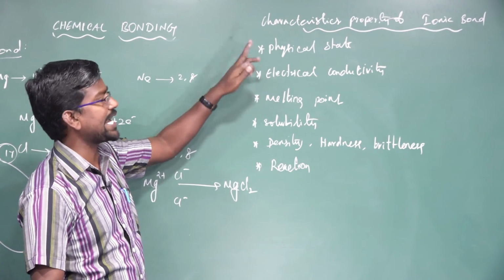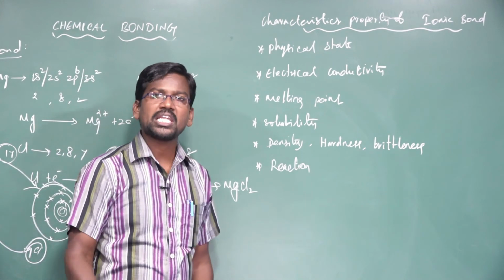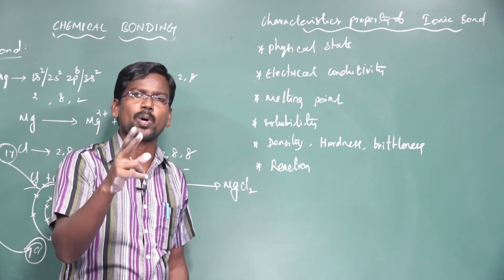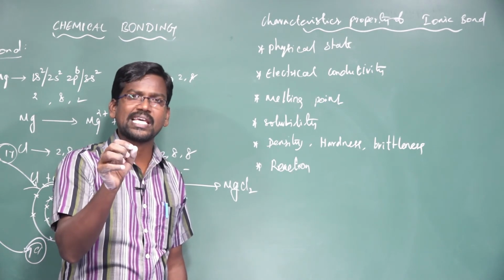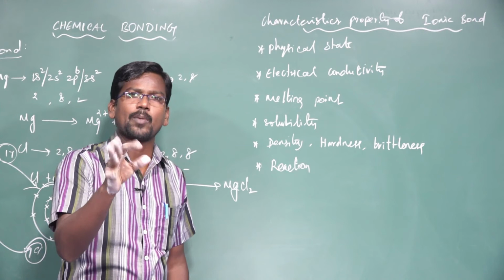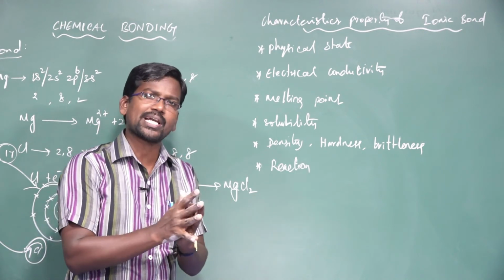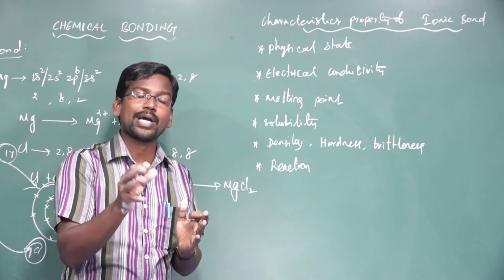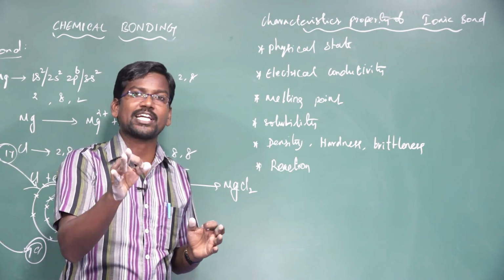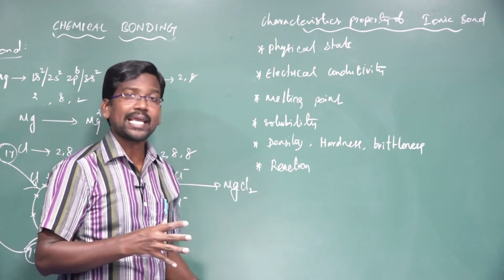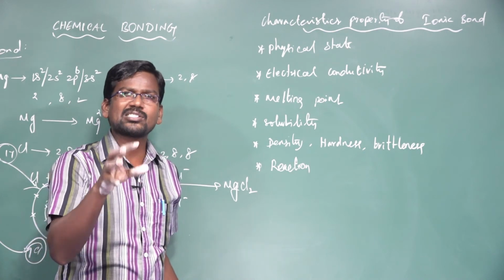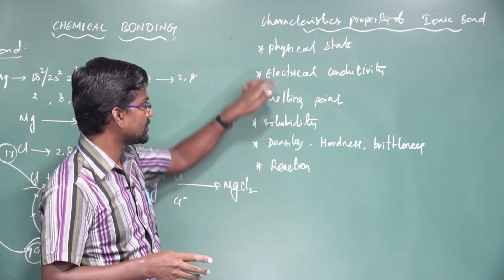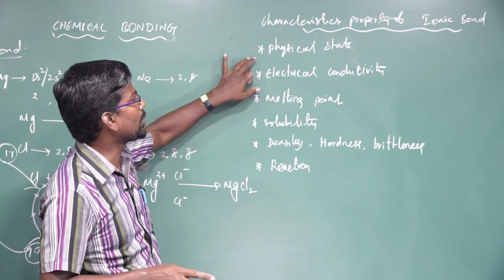First one, physical state. Because of the electrostatic force of attraction between the positively and negatively charged particles, ionic compounds show a well-defined geometry, since the positive ions and negative ions are arranged in well-defined positions. That's why they show a well-defined geometry. Ionic compounds are all crystalline solids at room temperature.